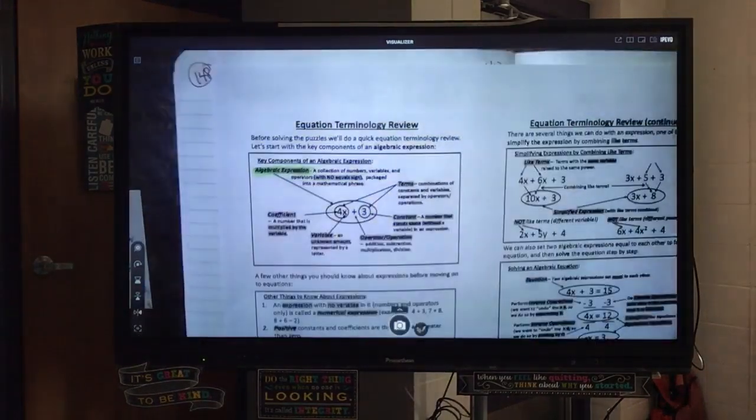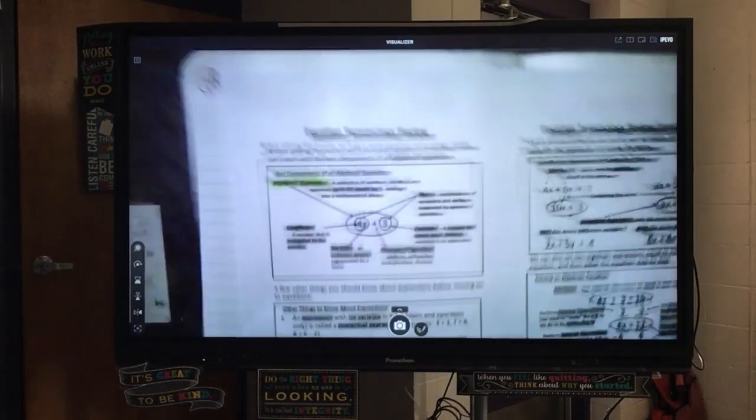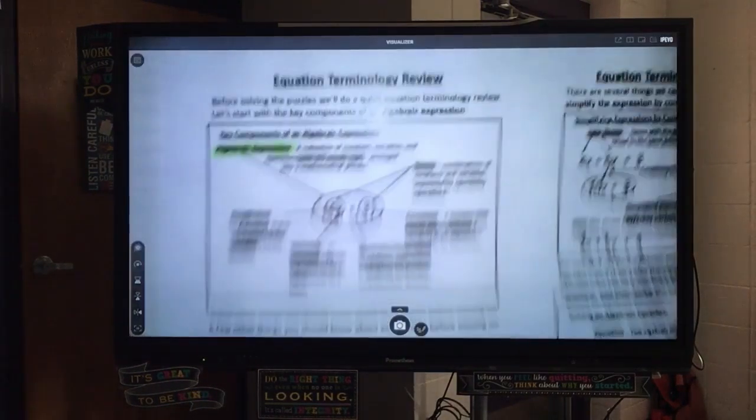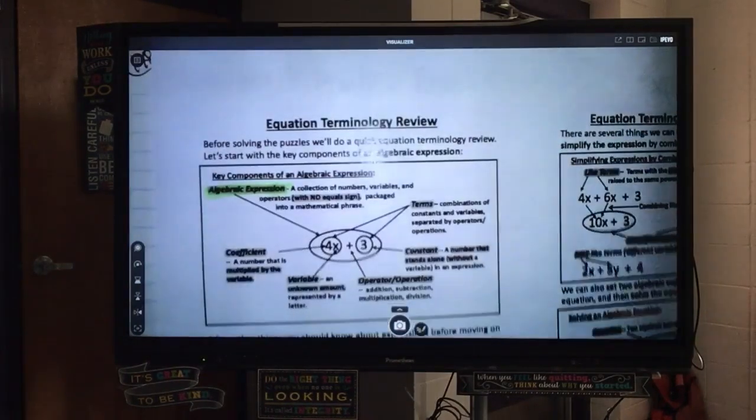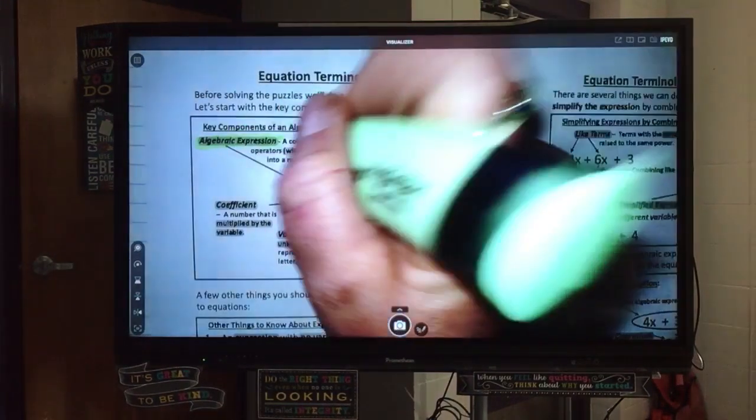All right, why is this not an equation? Emily? It doesn't have an equal sign. Does not have an equal sign. All right, so an algebraic expression is a collection of numbers, variables, and operations with no equal sign, it says it right there, packed into a mathematical phrase.